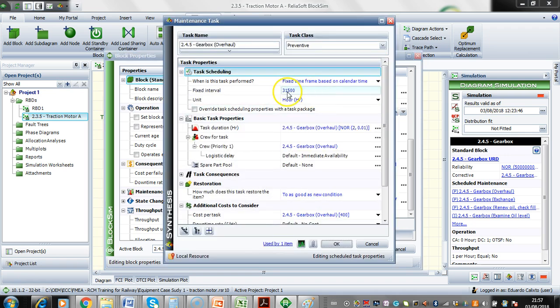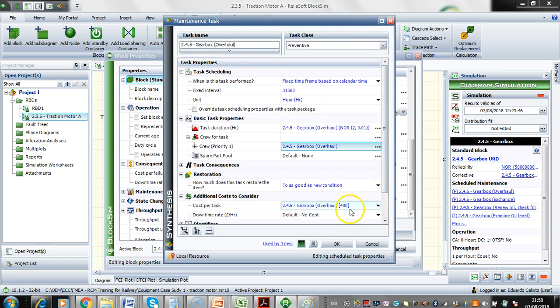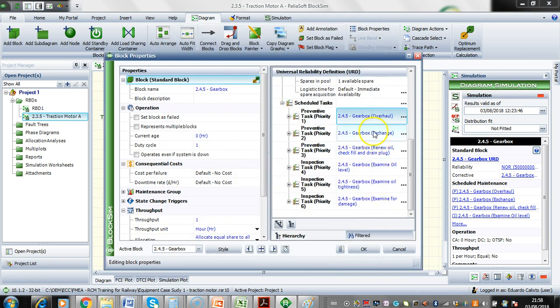So we have 30,500 hours for the overhaul. The gearbox is repaired in 2 hours, and then we have a crew to carry out the overhaul. Probably we do not have any cost associated here, but we put in a cost per task of 400 euros. So that is the overhaul.